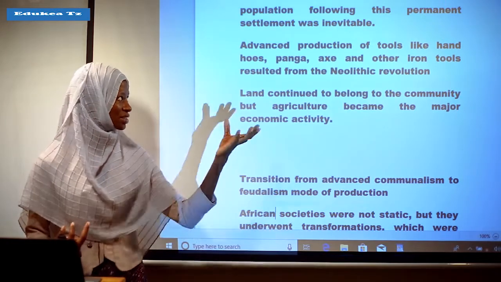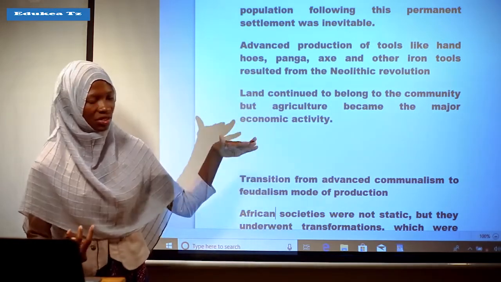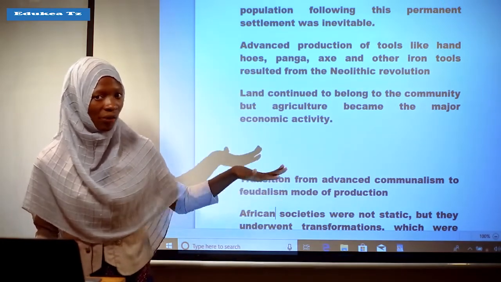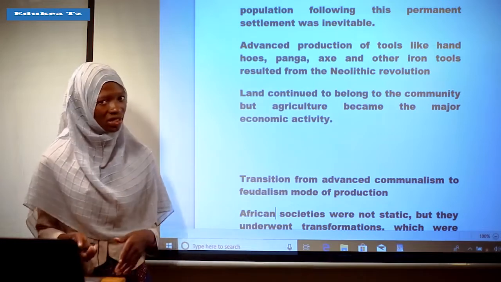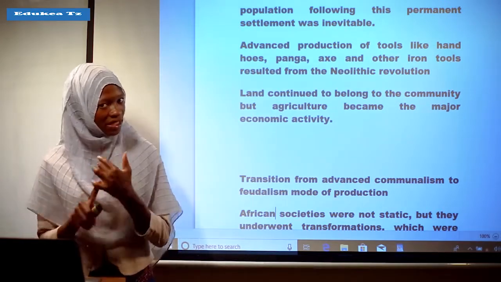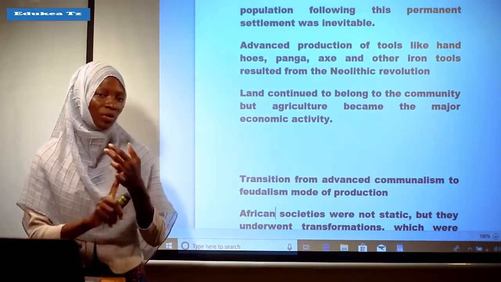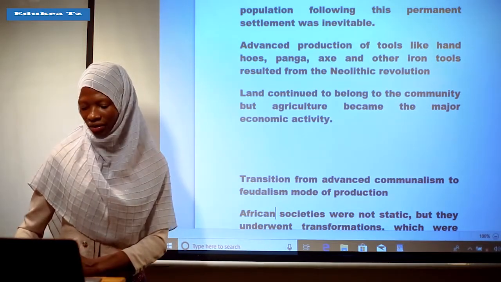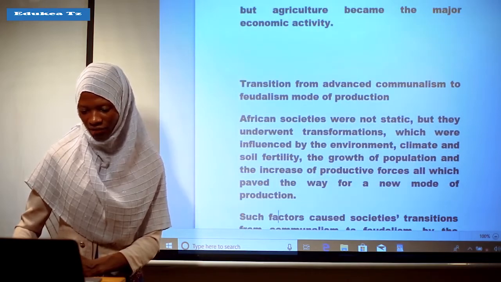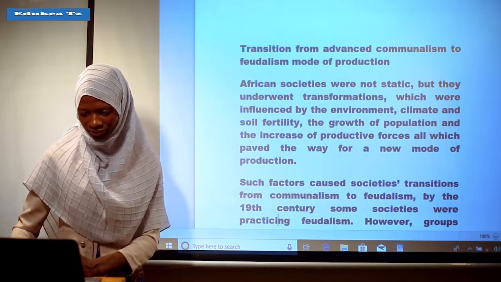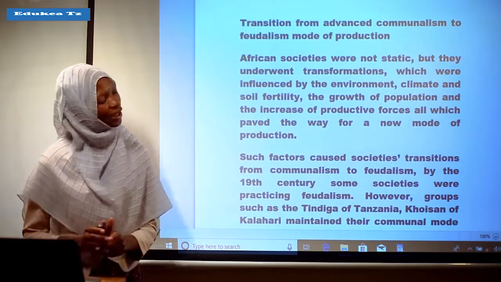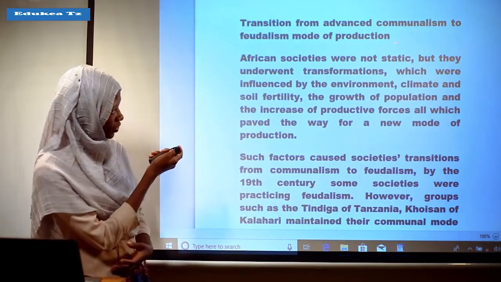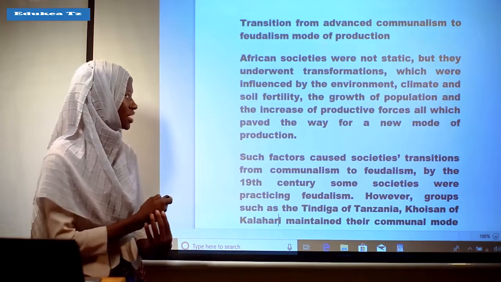That's why this transition was just like a transition. This period is still called communalism, since land, and not only land but the major means of production, was owned by the whole community. Now we see the next part, where human beings transitioned from advanced communalism to the feudal mode of production.